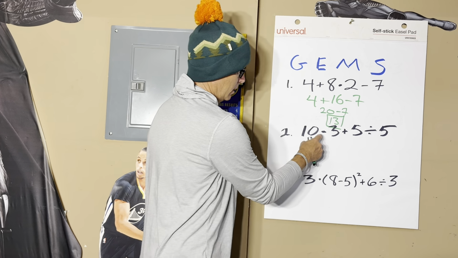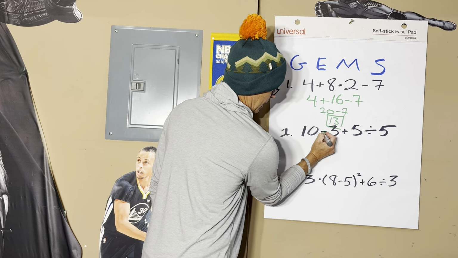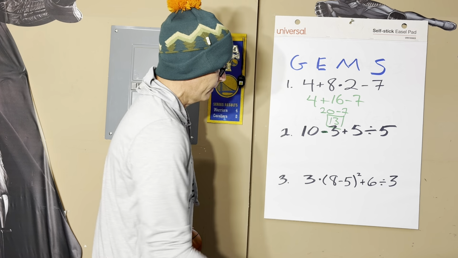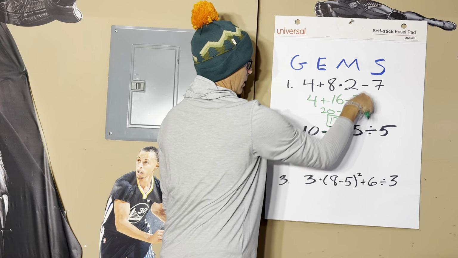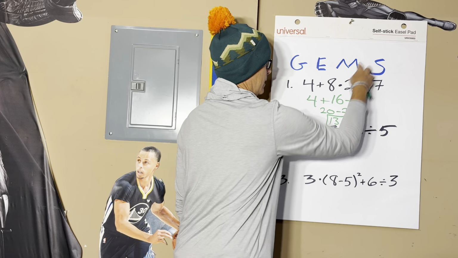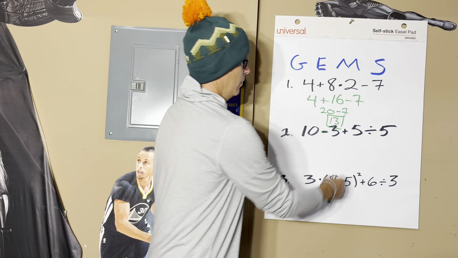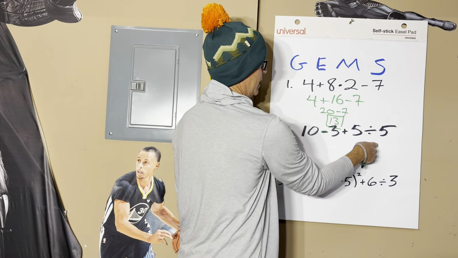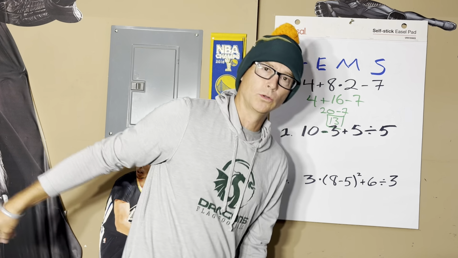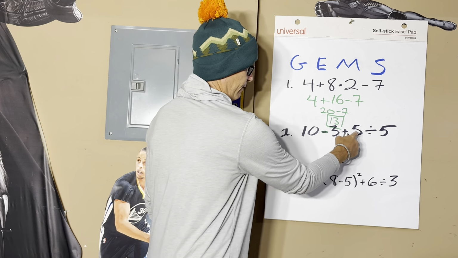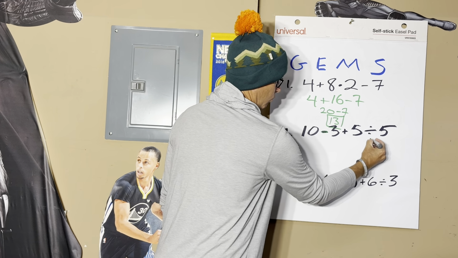Okay, here we go. That's a minus. 10 minus 3 plus 5 divided by 5. We have a subtraction. Well, that's the Chihuahua. We have an adding. That's another Chihuahua. And we have a division, multiplication, division. That was the golden retriever. That eats first. 5 divided by 5 is 1.